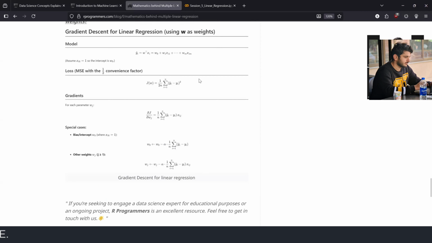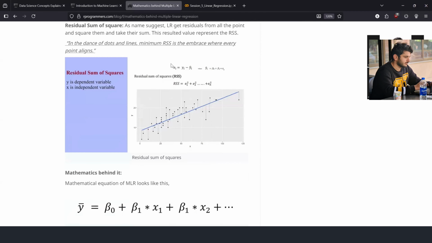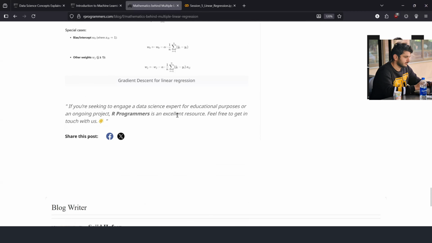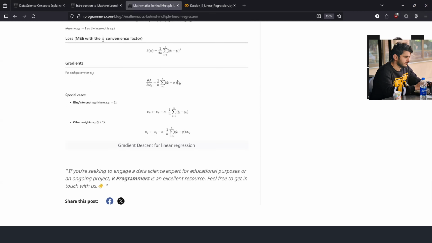Like at first we give it random beta naught and beta 1 values, and the line, instead of being here, gets something like here. Then we put these values in these formulas and it will optimize them, right? So these derivatives help us identify the optimum beta naught or optimum beta 1, 2, 3, and all the different coefficients. This is called gradient descent.